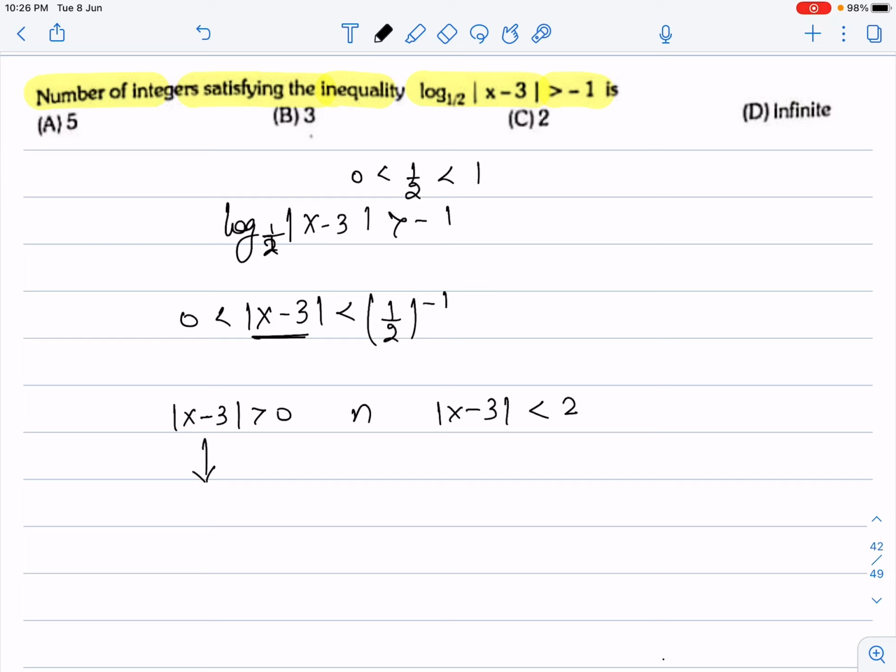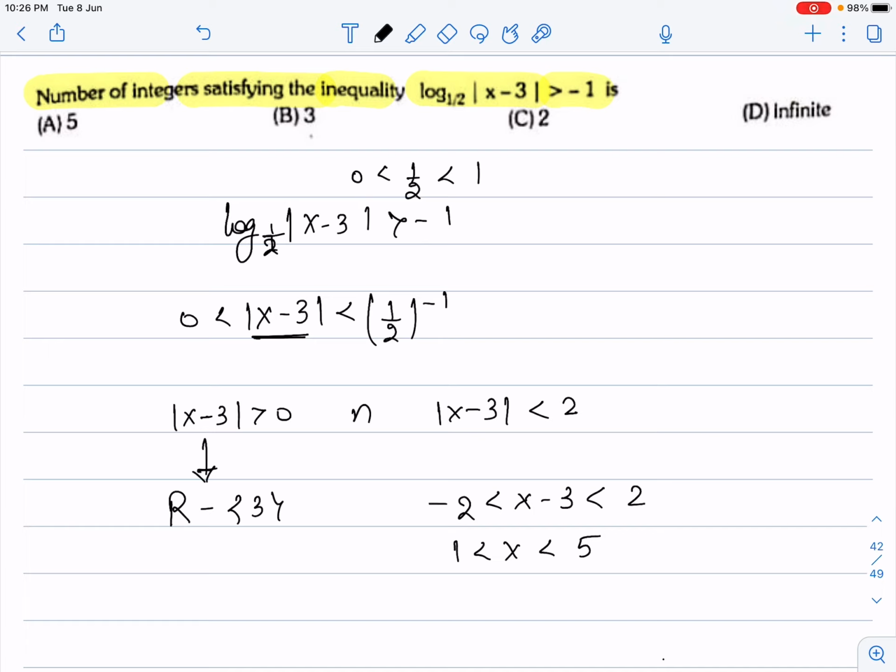Guys, what will this yield? Mod of anything should be greater than or equal to 0. It will be achieved as 0 when x becomes 3. So all real numbers minus 3 will be the solution of the first inequality. And the second inequality will yield minus 2 is less than x minus 3 is less than 2. Adding 3 throughout the inequality, minus 2 plus 3 becomes 1, so 1 is less than x is less than 5.